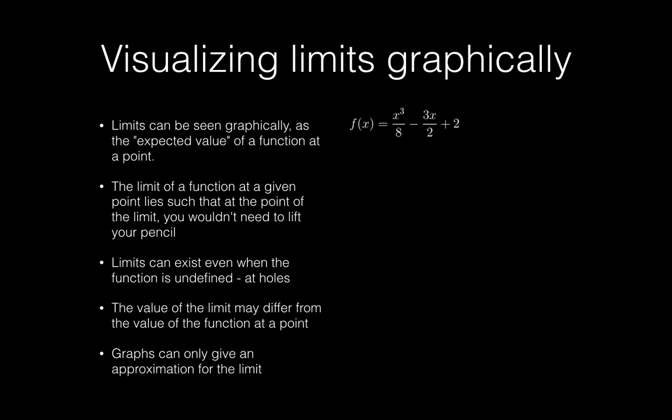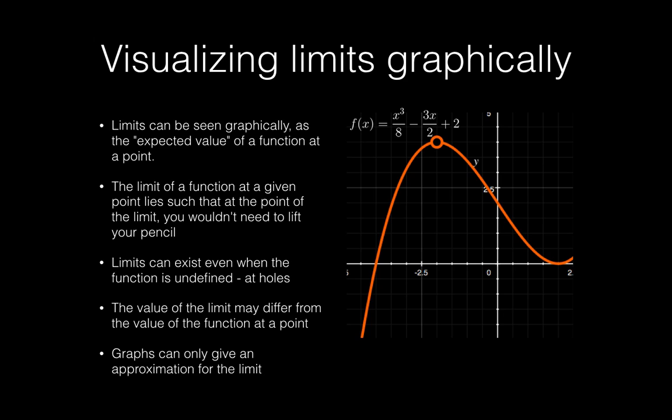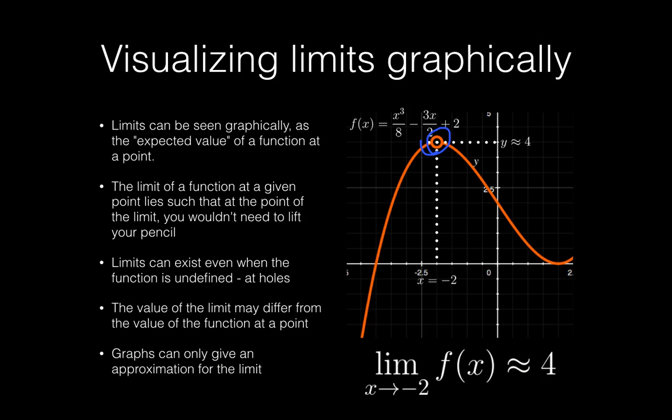Let's take the function f of x equals x cubed over 8 minus 3x over 2 plus 2. The graph's going to look like this. To find the limit as x approaches negative 2, which is right here, we look at the x value at negative 2 and draw a line directly where it intersects the graph to the right and find where it intersects the y-axis. Here we see that it intersects the y-axis at approximately y equals 4. So we can say that the limit is approximately 4.